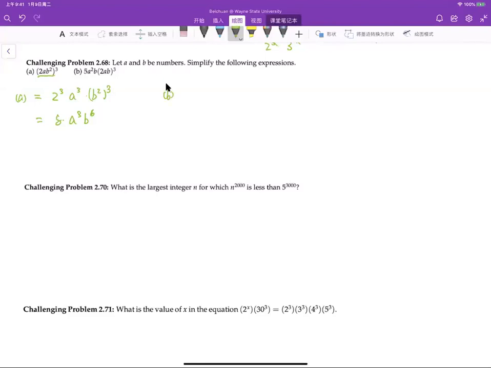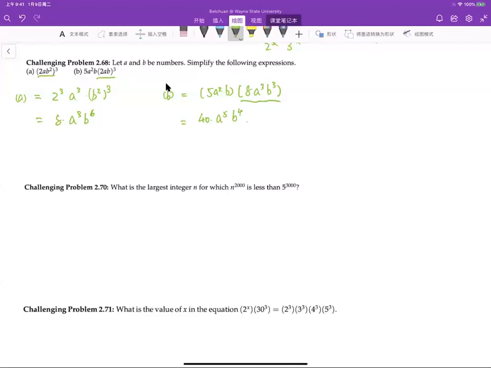For the second, again, let's calculate the power first. Then that will be 5a squared b times 8a cubed times b cubed, right? So in the second parentheses, that's the third power of 2ab. Then we multiply them together. So we have 40 times a to the 5th times b to the 4th. So that's the answer.